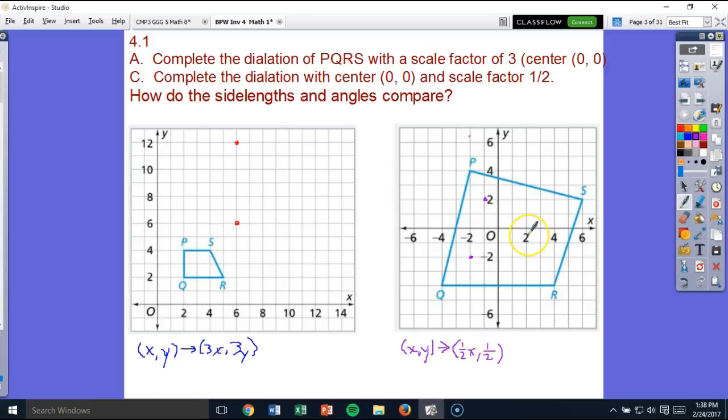So that's 4.1. Get used to changing by our scale factors of 3 and 1/2. Again, 3 was greater than 1, so this one is going to be larger, and 1/2 is less than 1, so this scale is going to be smaller than the original.